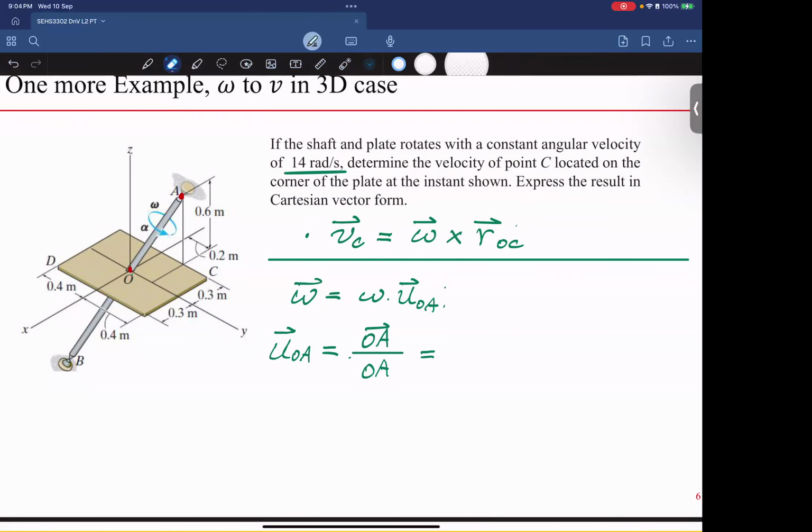We start from O and move along X first, then along Y for the second step, and along Z for the third step, and we come to A. So OA equals: the first one is 0.3 meter along negative X, so negative 0.3 I. Then the Y direction is positive 0.2 J. And in the Z direction it is 0.6, also positive, so positive 0.6 K.